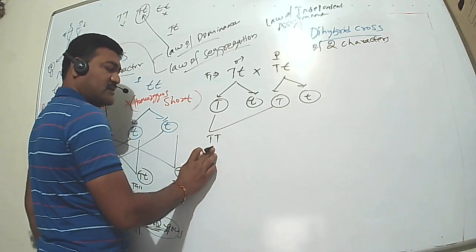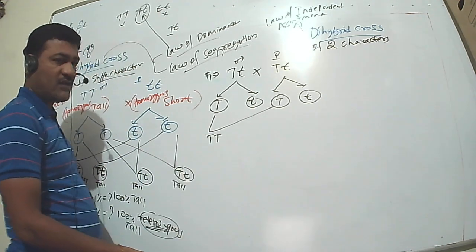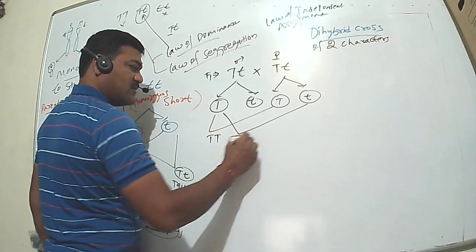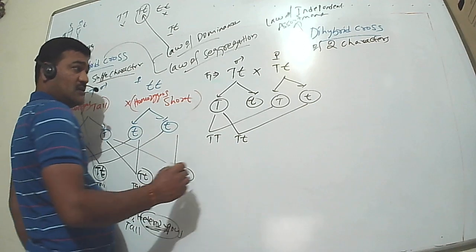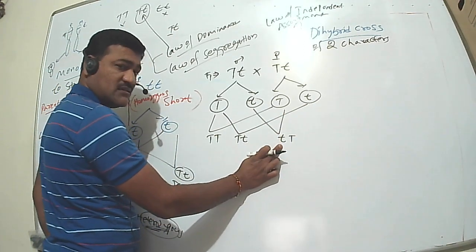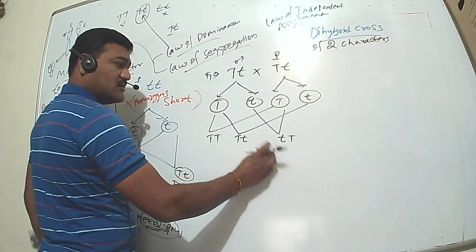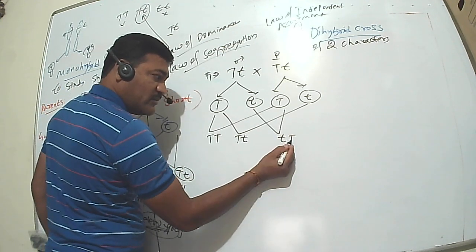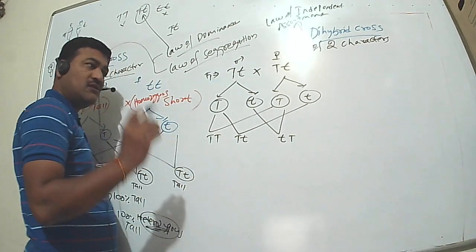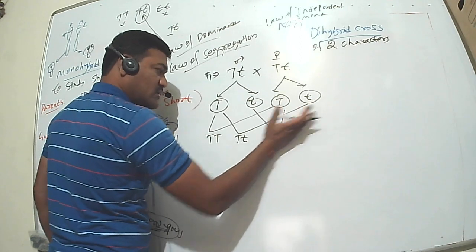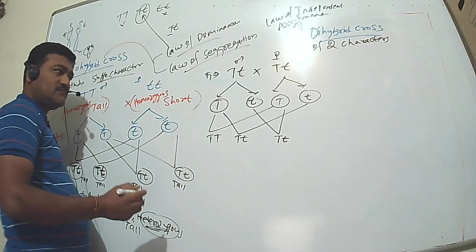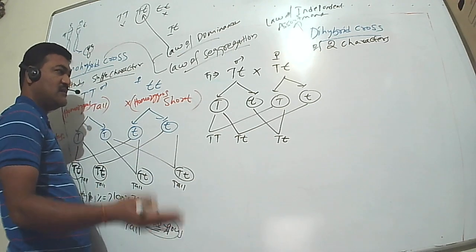I'll get a capital T zygote, and therefore a tall plant. If this male gamete can fertilize with this, I'll get a capital T, small t. If this can fertilize with this, small t, capital T. Shall I write like this? No. In a hybrid individual, always write the dominant allele first. It's okay, you can say small t, capital T, but it's a rule to always write the dominant allele first and then the recessive allele.